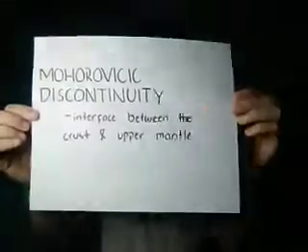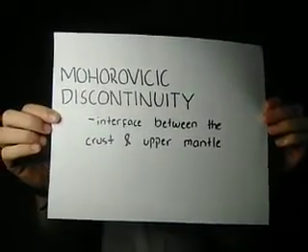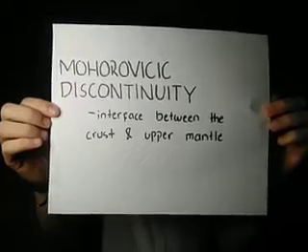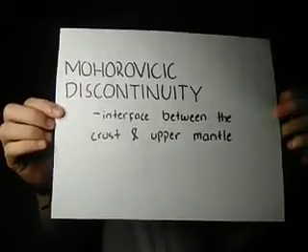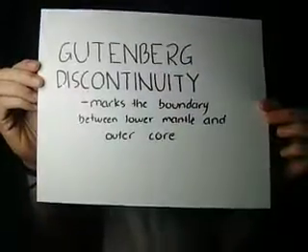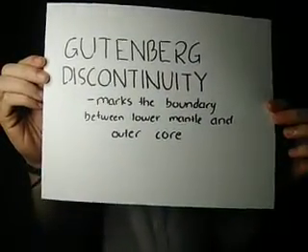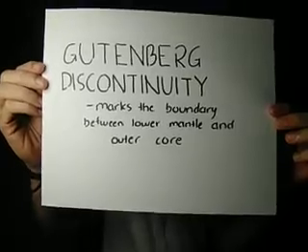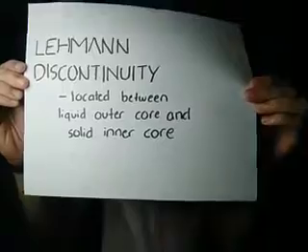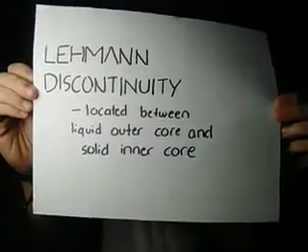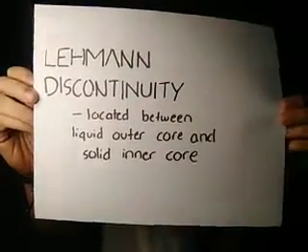Going into the boundaries, we have the Mohorovičić discontinuity. The Mohorovičić discontinuity interfaces between the crust and upper mantle. The next one is the Gutenberg discontinuity. It marks the boundary between the lower mantle and outer core. Lastly, we have the Lehmann discontinuity. It is located between the liquid outer core and the solid inner core.